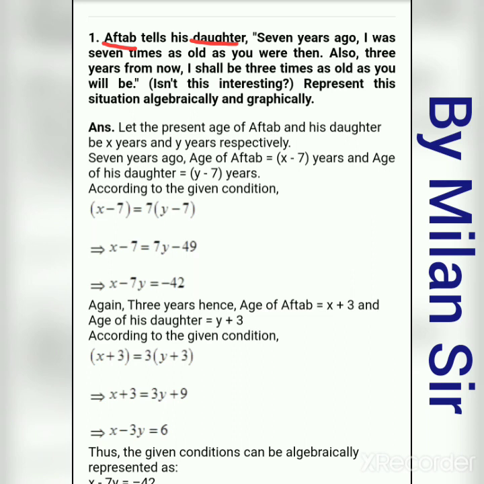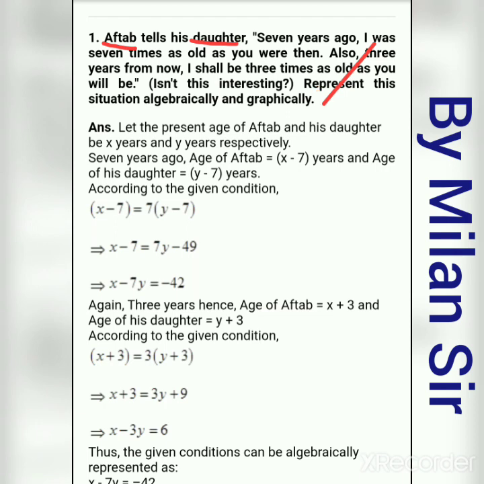So we assume these two things. Assume Aftab's present age is equal to x years, and his daughter's present age is equal to y years. In this line it is already written, let the present age of Aftab and his daughter be x years and y years respectively. Now we need to make two equations from this question, because this is a linear equation of two variables, so we need two equations to solve the question.